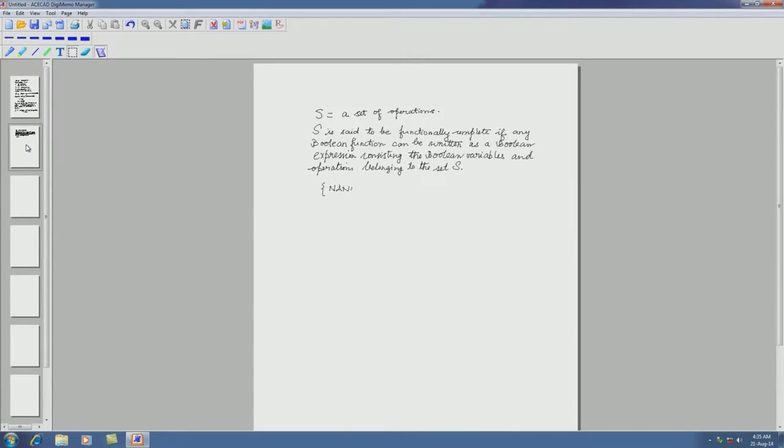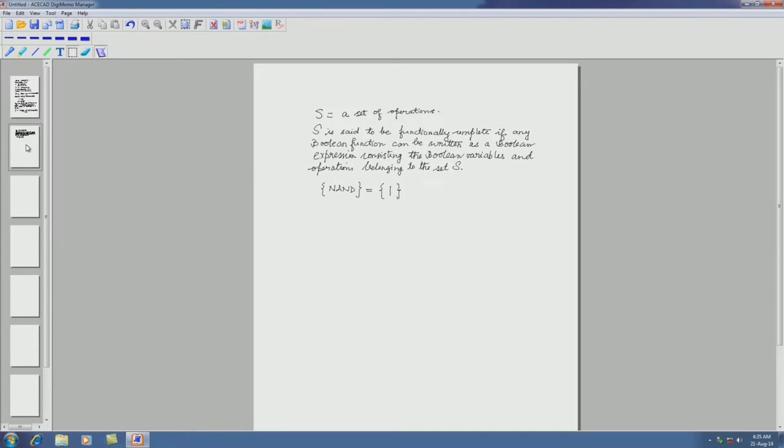Now, we ask a question. Can there be a singleton set which is functionally complete? And surprisingly, the answer is yes. In fact, we will check two singleton sets which are functionally complete. The first one consists of an operation which is called NAND. So, I write NAND inside braces to designate that we are considering a set consisting of a single operation called NAND, and this NAND is sometimes denoted by a vertical stroke.